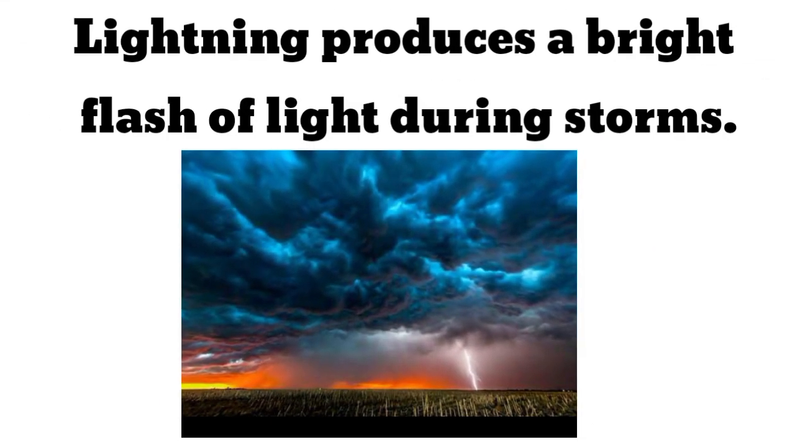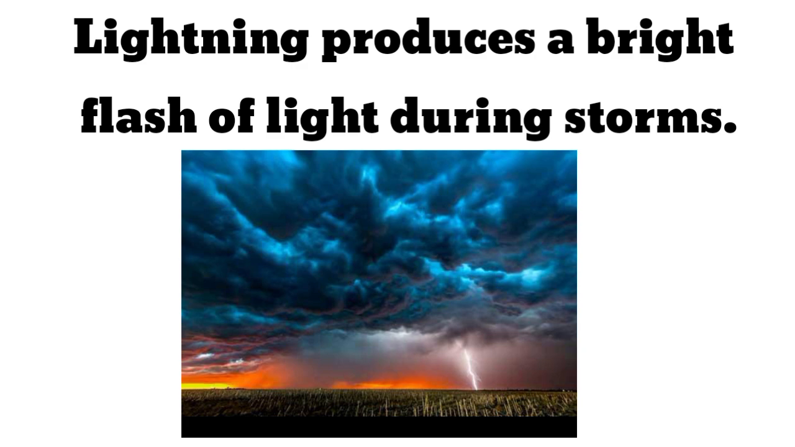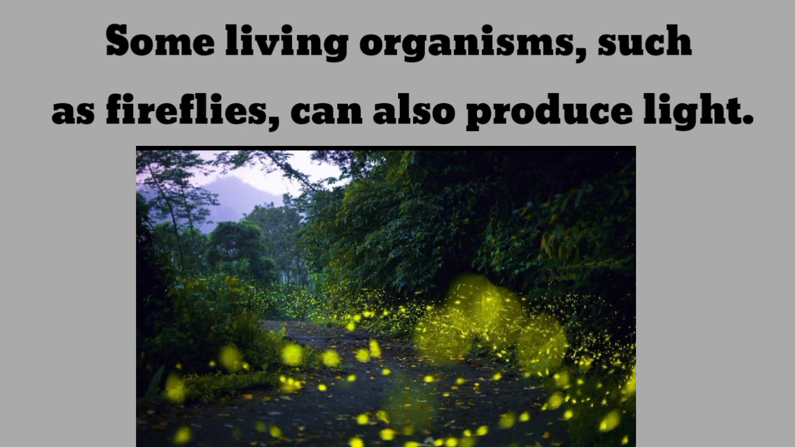Lightning in the sky produces bright streaks of light. It is also a natural source of light. All of you have observed lightning during rain. Next is living organisms such as fireflies. They can also produce light, so they are also natural source of light.